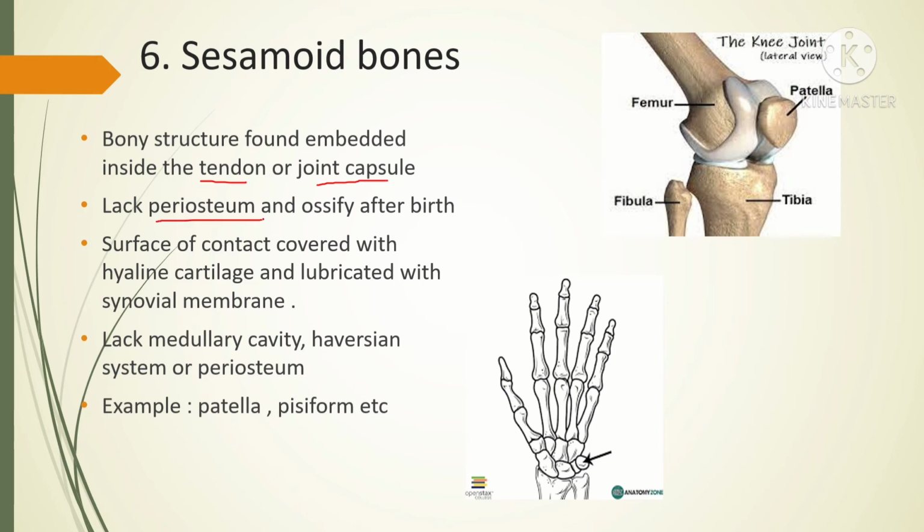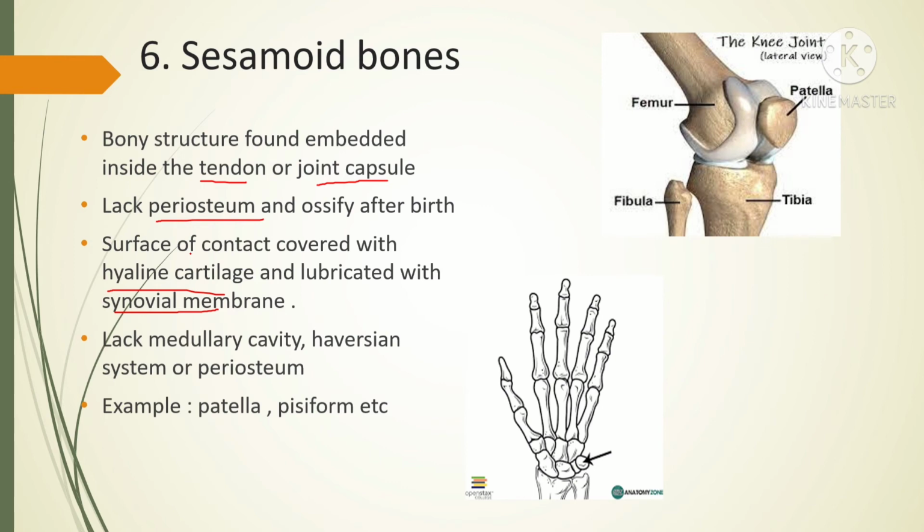It lacks periosteum. The periosteum is the outer covering of the bone, so it doesn't have that, and it ossifies after birth. Maturation takes place after the birth. The surface of contact is covered with hyaline cartilage. This is a very important point: the surface is mostly covered with hyaline cartilage and lubricated with the synovial membrane. We learned regarding the joint in the previous video, where I told you about the synovial membrane.